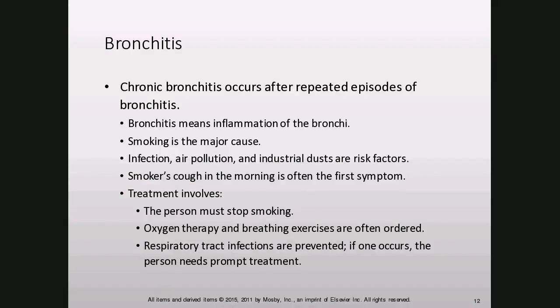Sometimes they end up on oxygen therapy or breathing exercises. They're at risk for more respiratory tract infections, so we try to prevent them. And then, of course, if one occurs, we want to give them treatment as promptly as possible.